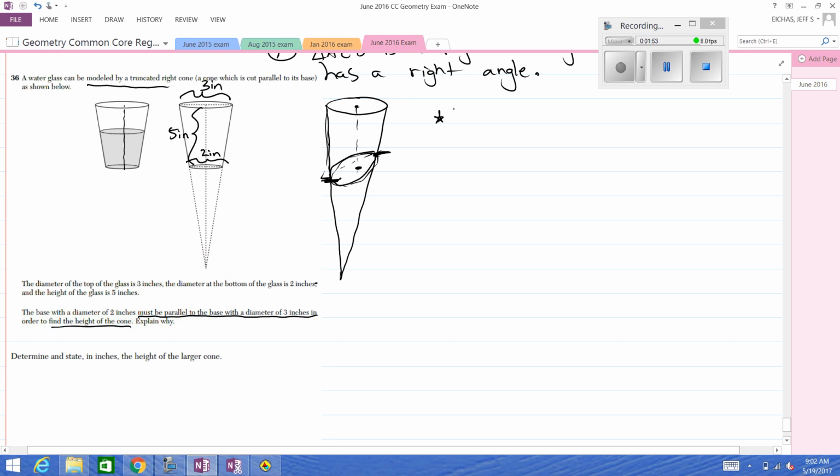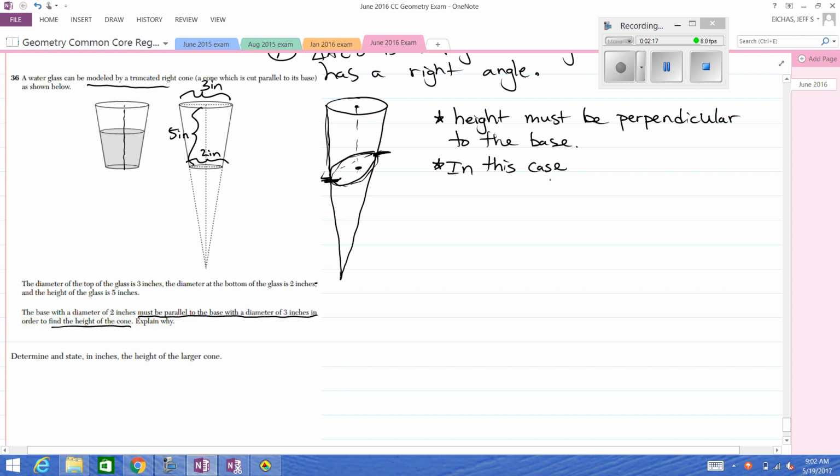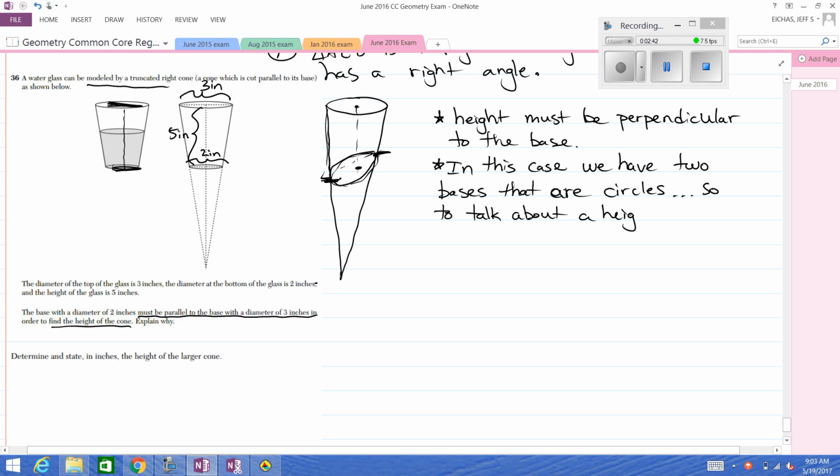The other idea with height, all right, if you're talking about height, or altitude, height must be perpendicular to the base. Well, in this case, here's what we have. Right here, we have 2 bases that are circles. So to talk about the height, we need to be perpendicular to both. So we need a segment perpendicular to both at the same time.